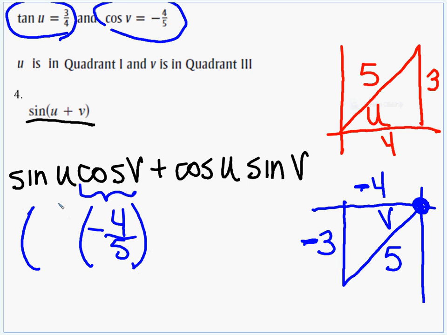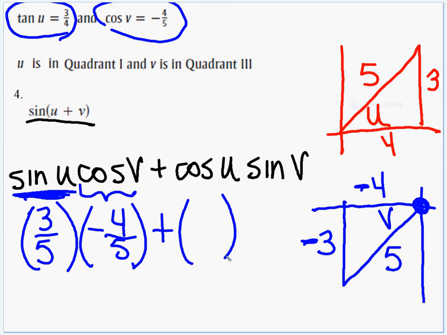So now the rest of these pieces we're going to have to get from our triangles. So this one here, we've got the sine of u. That's the red triangle. Sine is opposite over hypotenuse, so that will be a 3/5. Now over here, we've got a couple more. First, we got to go to the u triangle and find the cos of u. The cos of u is adjacent over hypotenuse, so that's 4/5. And then finally, the sine of v, we come down here to the blue triangle. Sine is opposite over hypotenuse, so that's going to be a -3/5.